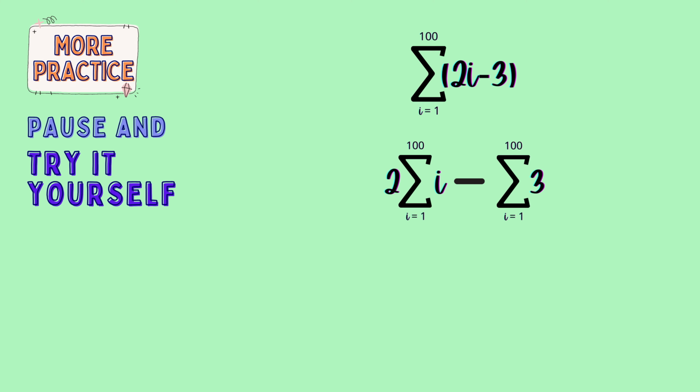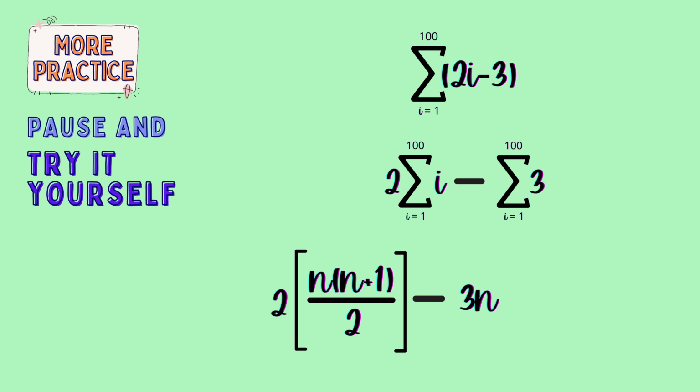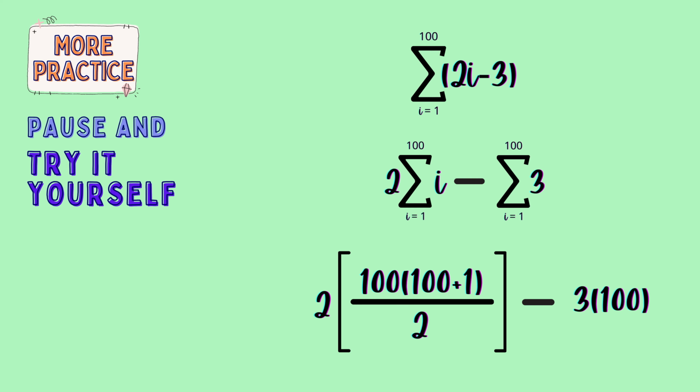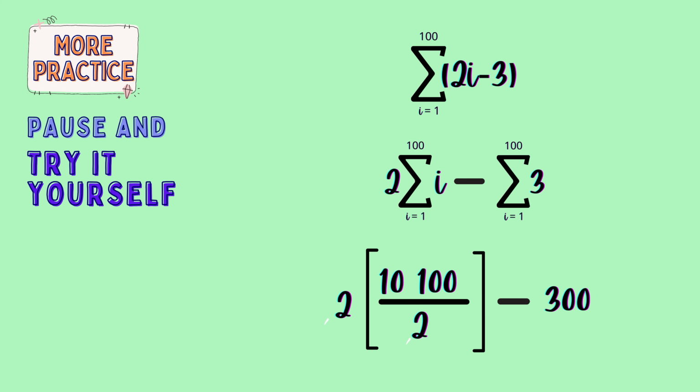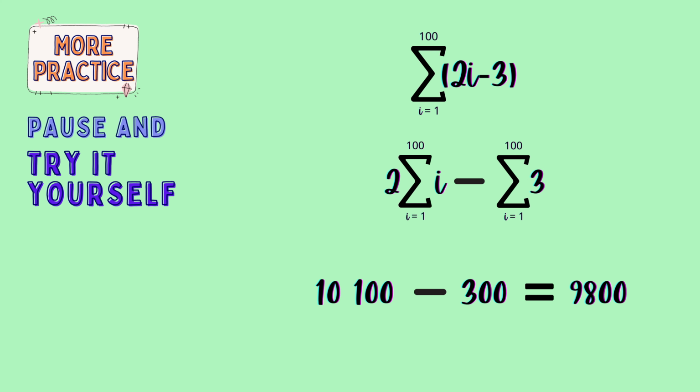Using formula 4, we can evaluate the summation of i, as i goes from 1 to 100, using the formula. While the summation of a constant 3 can be easily simplified by 3n, according to formula 3. Now substituting n with 100, we have, cancelling 2, so that we have 10,100 minus 300 equals 9,800.